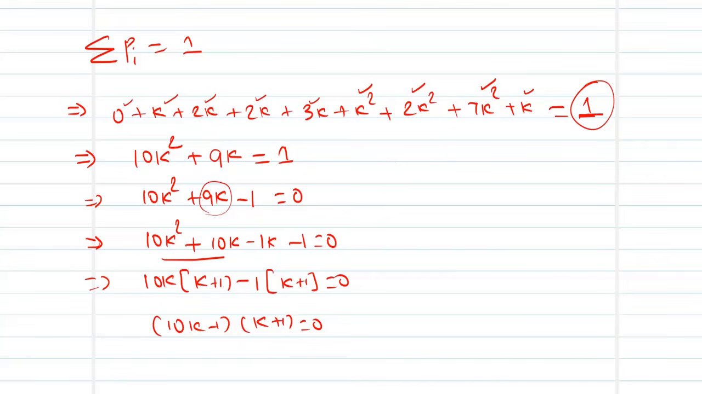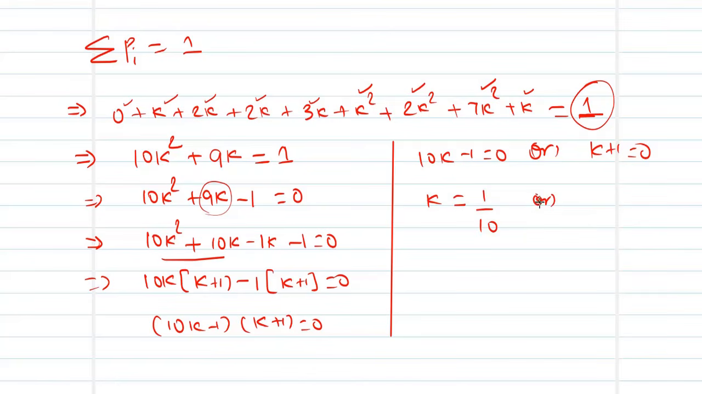So now this gives me two values of K. 10K minus 1 equal to 0, or K plus 1 equal to 0. So you will have K equal to 1 by 10, or K equal to minus 1. Which do you think is going to be more suitable for our problem?